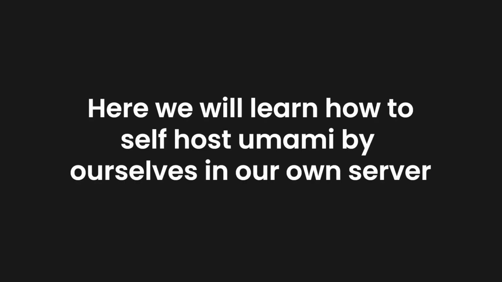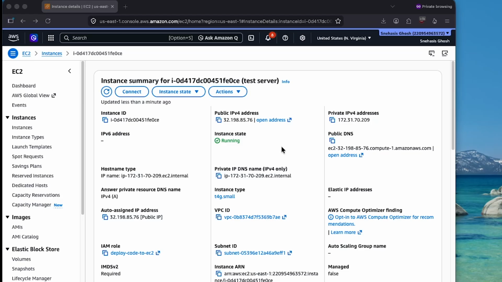So in this video, we'll learn about the whole setup, how we can self-host by ourselves in our own custom server. It can be any server. You only need a VPS to run this. For this case, I'm choosing AWS, but it's not limited to AWS. You can choose any other cloud provider or your old machine if you want.